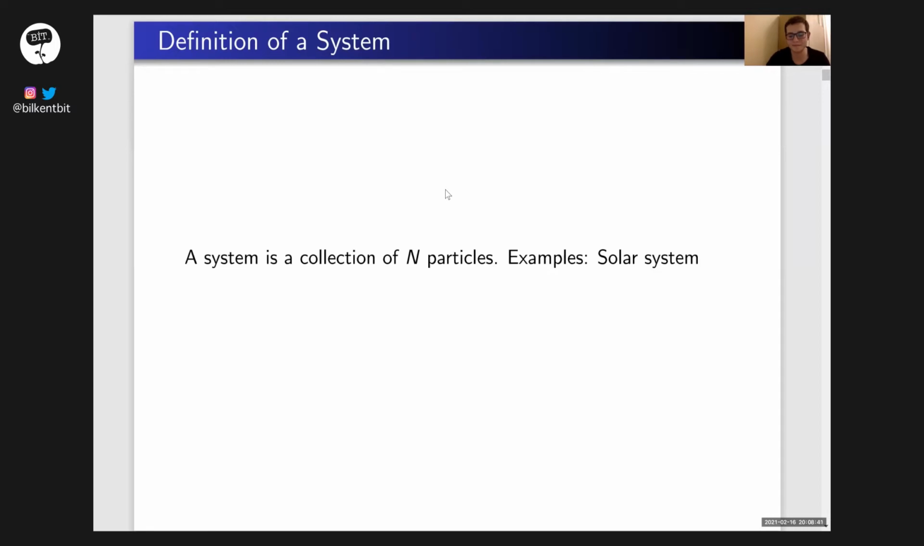So we want to start with the familiar, and that's classical physics. We want to develop a mathematical framework for that so that we can take that structure and carry it over to quantum mechanics. First, I want to define what a classical system is. All you need to worry about is that a system is a collection of n particles. For example, you might consider the sun and our planet, Mercury, Venus, etc., all the planets that orbit the sun, and the sun as well. And that's the solar system.